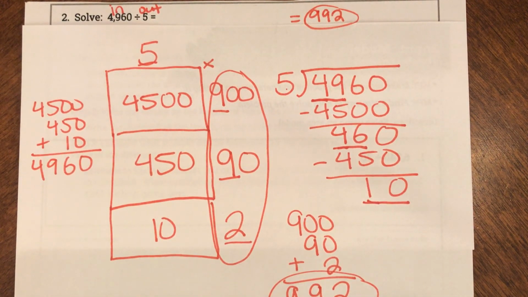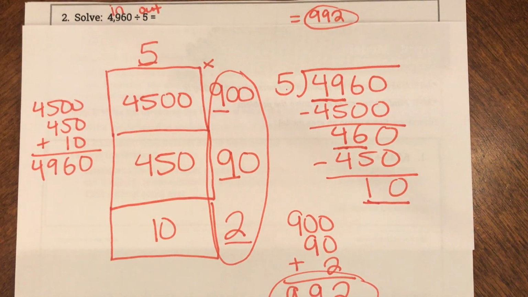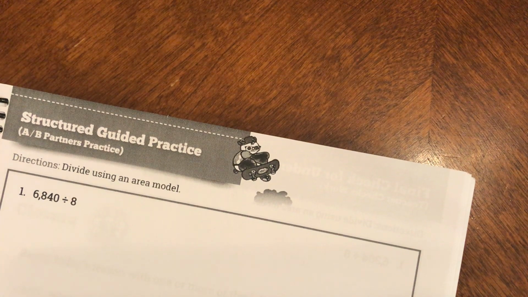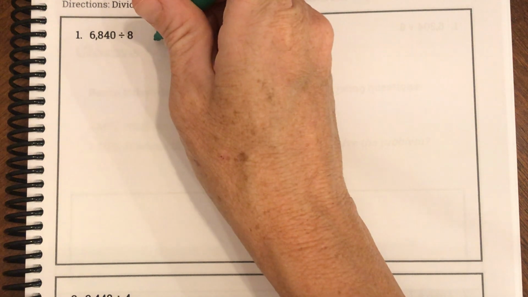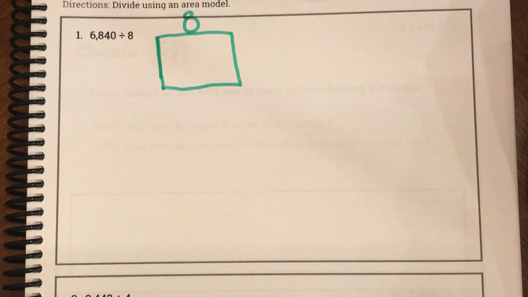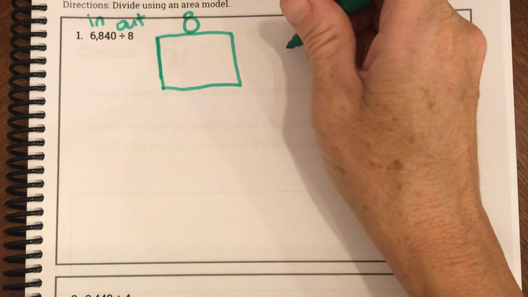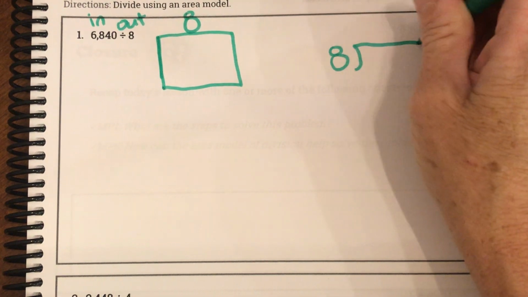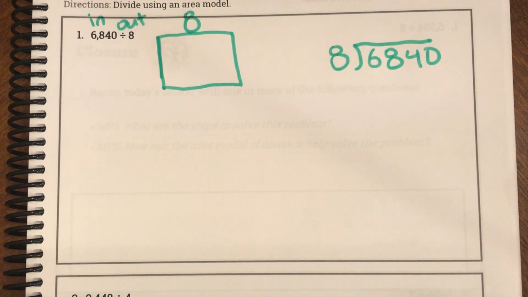Okay, friends, let's try some of these. Now, you're going to want to make sure you're writing very carefully because you're really going to want to have these examples for when you have to do problems on your own. Okay, so our first problem is 6,840 divided by 8. Step 1 says you're going to draw a rectangle. And step 2 says you're going to put your divisor on top, which is an 8. Okay, I added the step that we're also going to set it up in our standard form. So 8 is our divisor and 6,840 is our dividend.